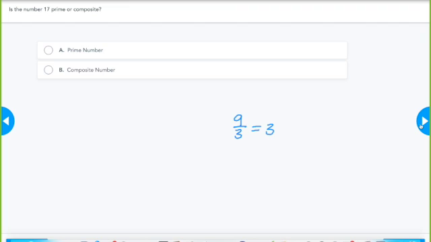Now let's look at the number 17. Is this a prime number or a composite number? Again, I'll give you a few minutes to work on this on your own first.